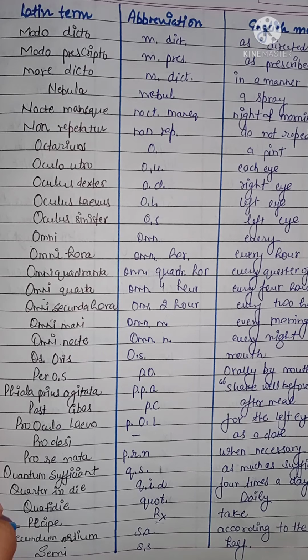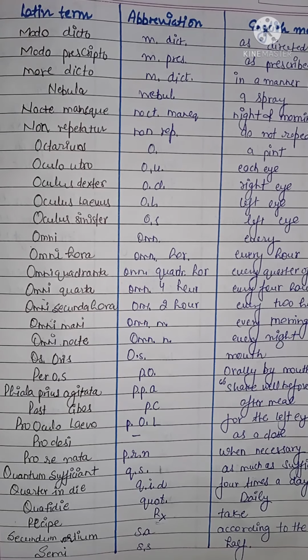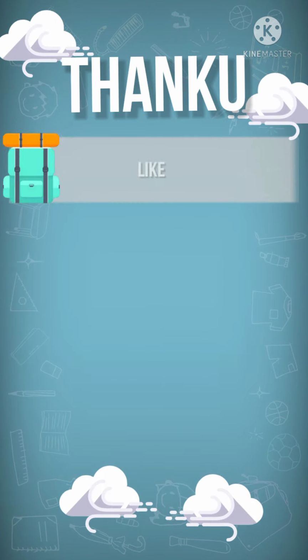Next we have secundum artem. Secundum artem means according to the art, and semi means half. So these are some of the Latin terms which I discussed in this video, but the second part is coming after this video, which includes all the remaining Latin terms.